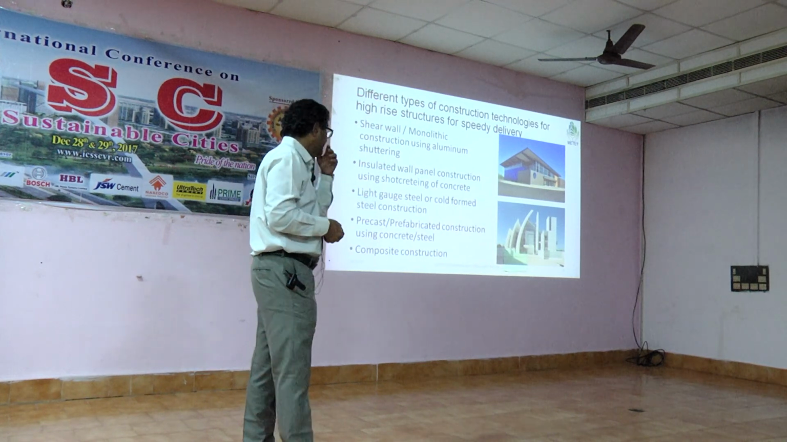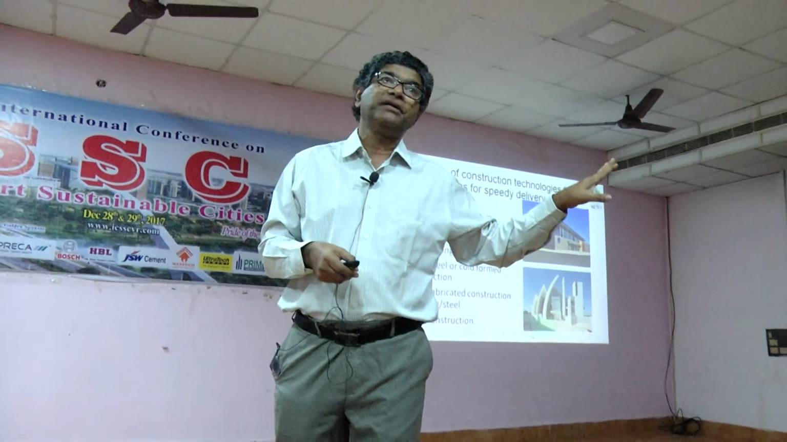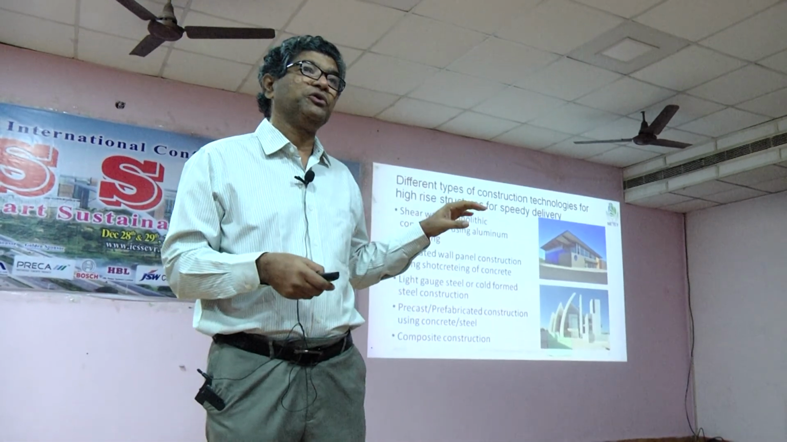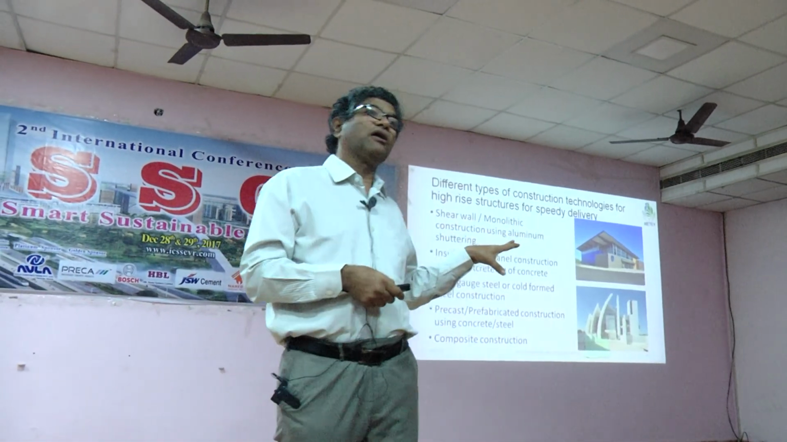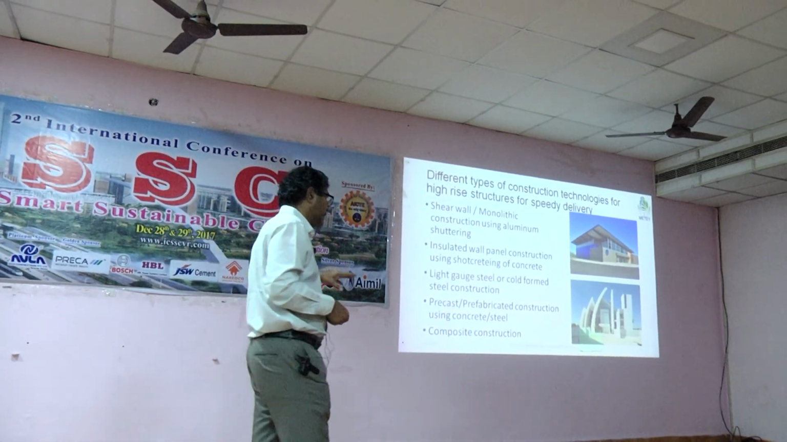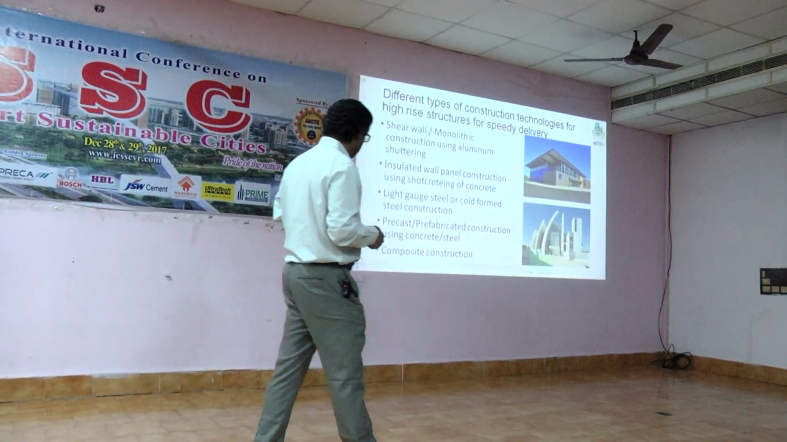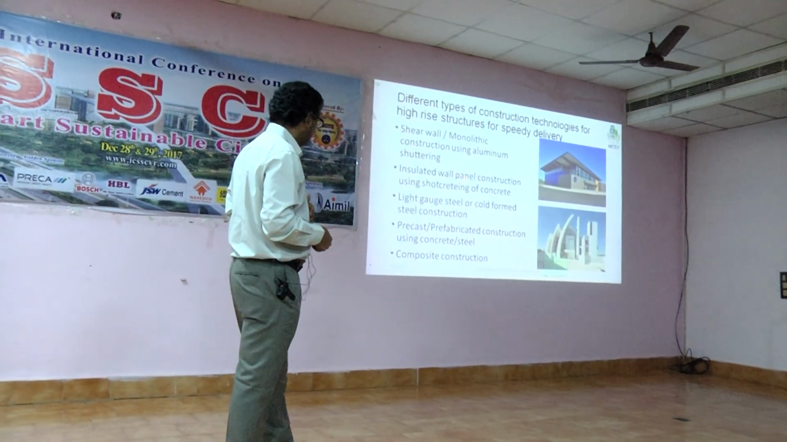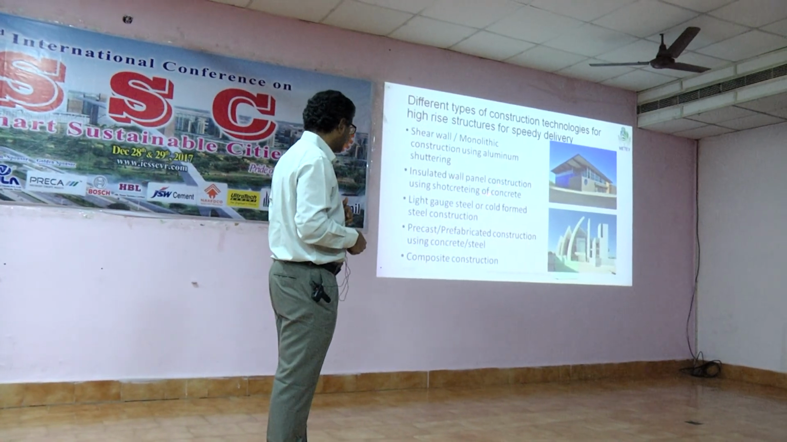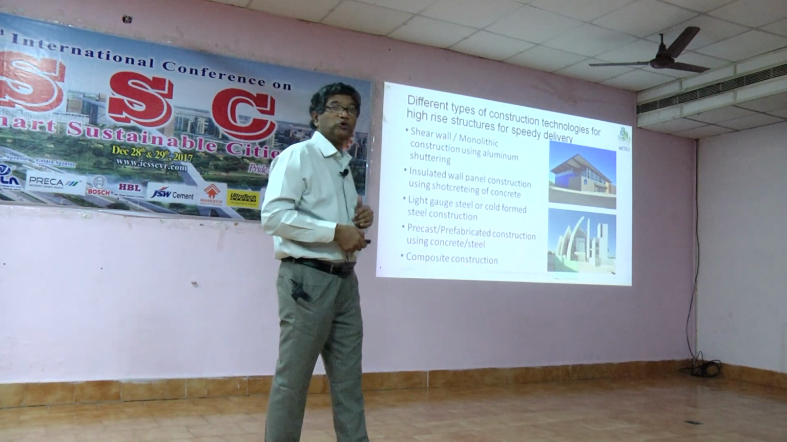So we'll look at the different types of technology. First off, we have covered a little bit on sustainability. I will now come to the different types of technologies that are ongoing throughout the country, right? And then we look at the advantages and disadvantages, various aspects that are going on. One is the shear wall monolithic construction. Second is insulated wall panel construction. Third is light gauge steel, precast prefabricated construction, and the last one is composite construction.